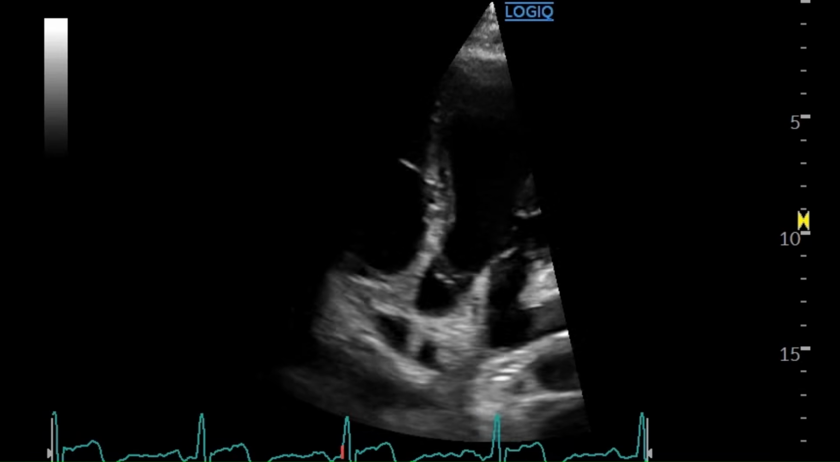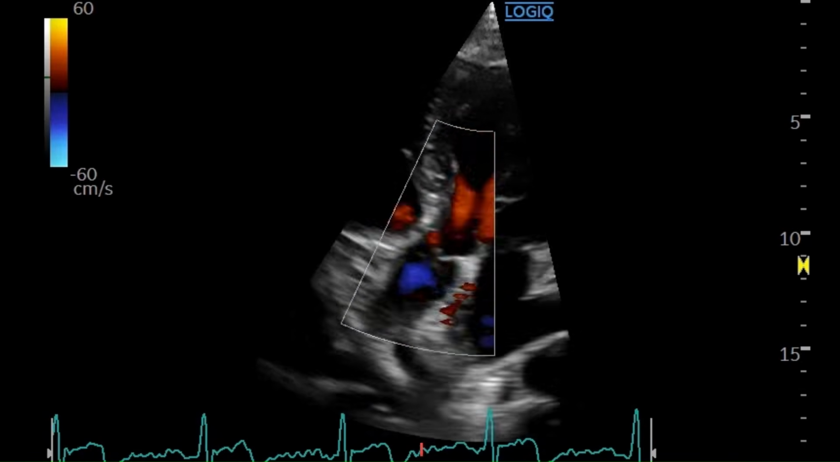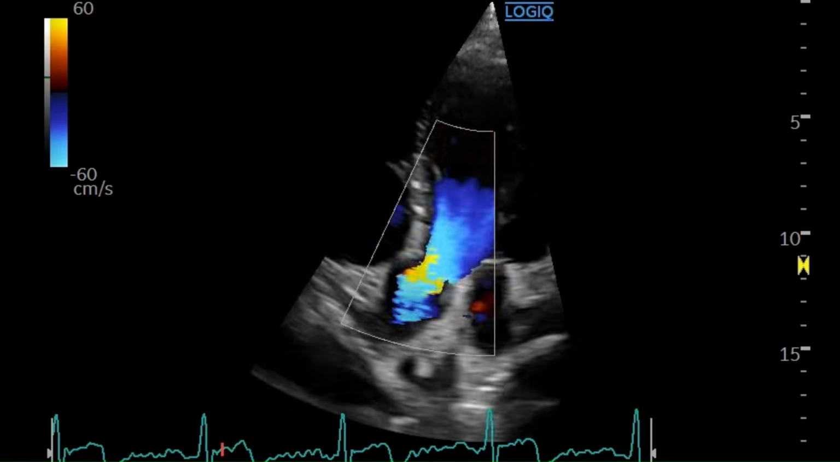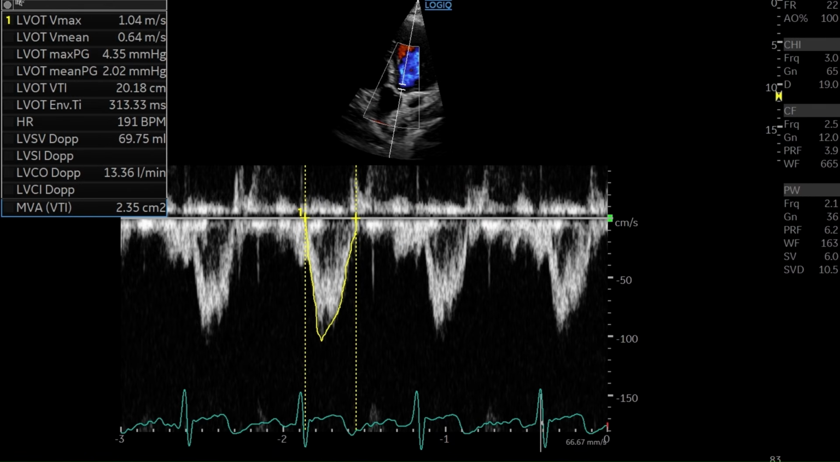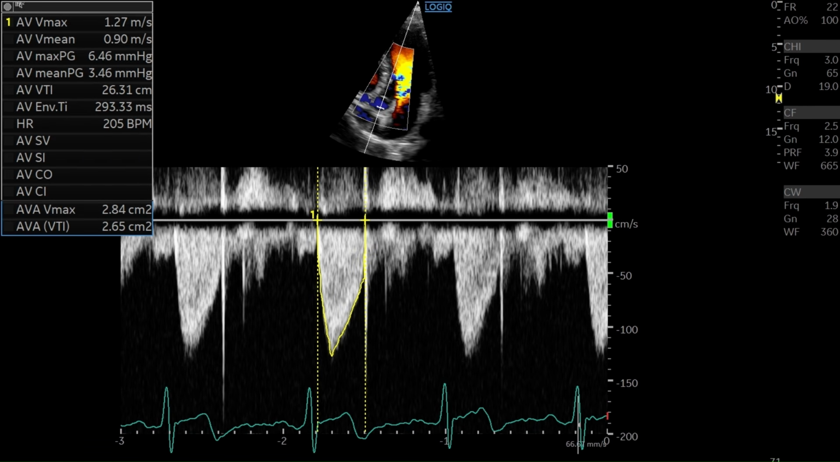Capture the grayscale image and apply color Doppler to assess for turbulence or aortic regurgitation. Then perform pulse wave Doppler of the LVOT to measure LVOT VTI, and continuous wave Doppler across the aortic valve to measure the aortic valve velocities and gradients.